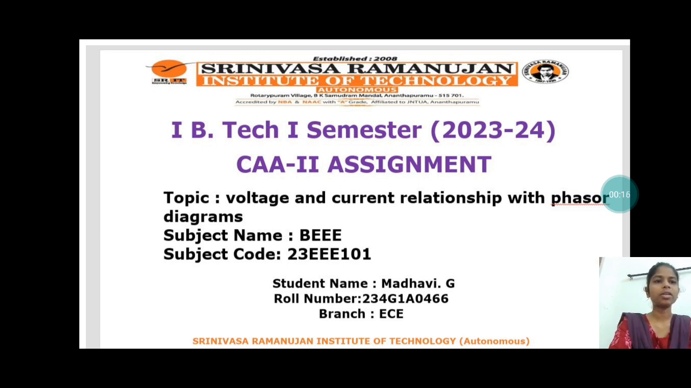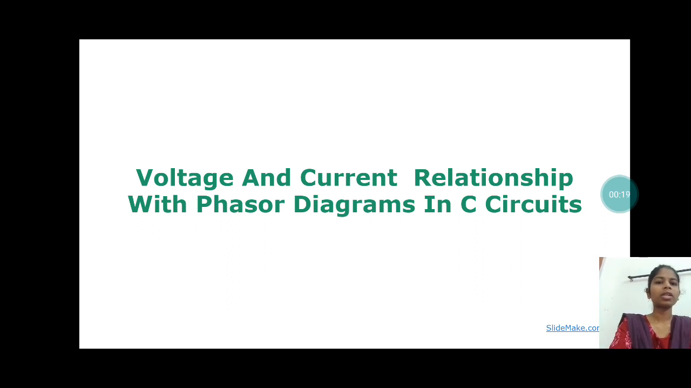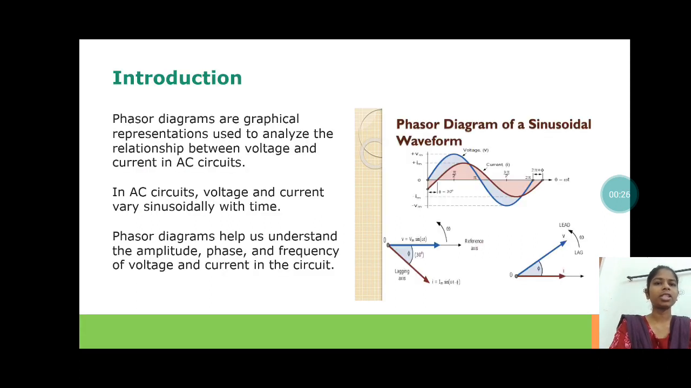Subject name is BEEE. This is the outline for my topic, voltage and current relationship with phasor diagrams in AC circuits. Introduction. Phasor diagrams are graphical representations used to analyze the relationship between voltage and current in AC circuits. In AC circuits, voltage and current vary with time. Phasor diagrams help us understand the amplitude, phase and frequency of voltage and current in the circuits. This is a phasor diagram of a waveform.